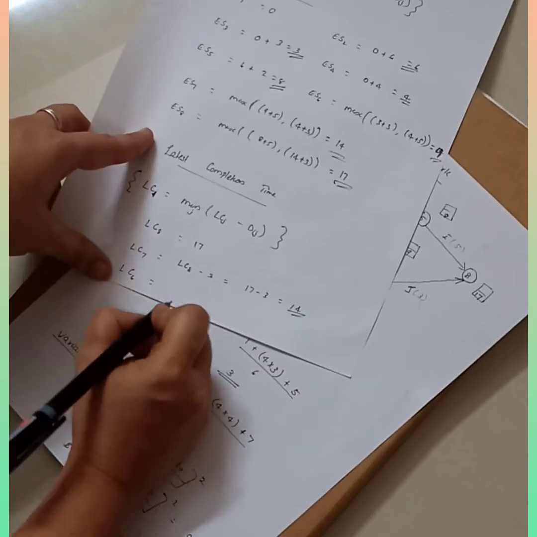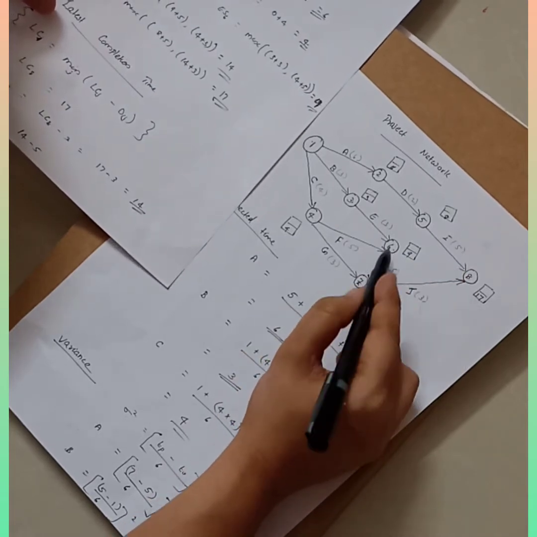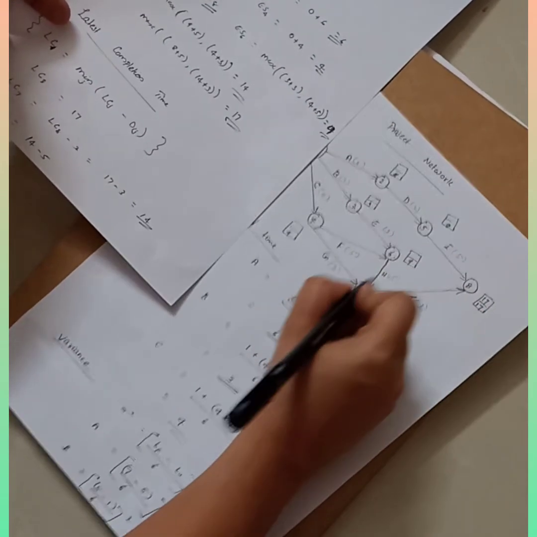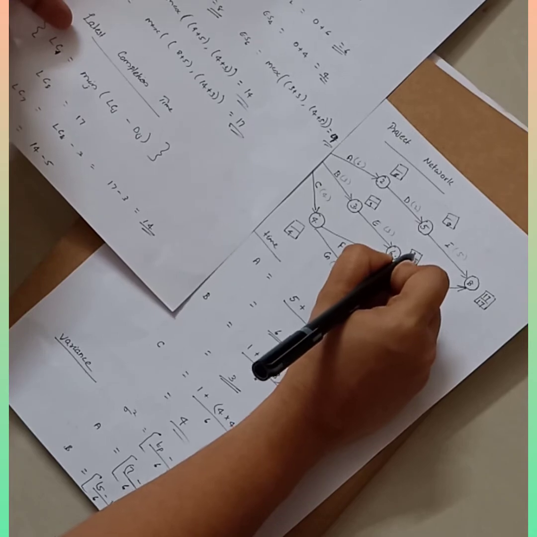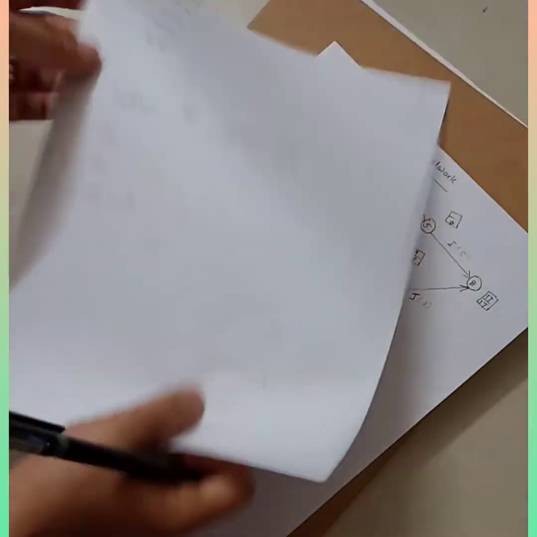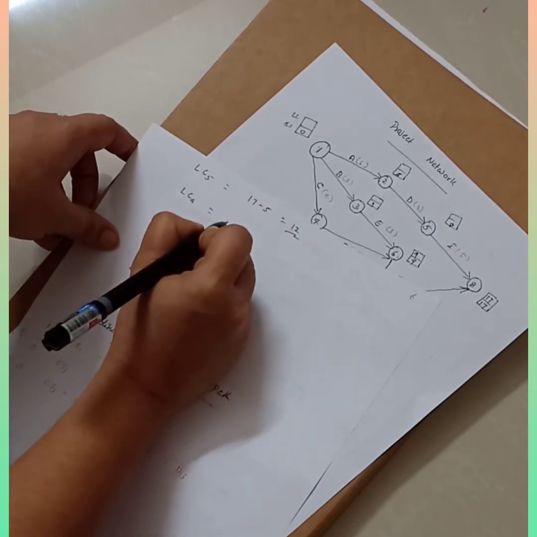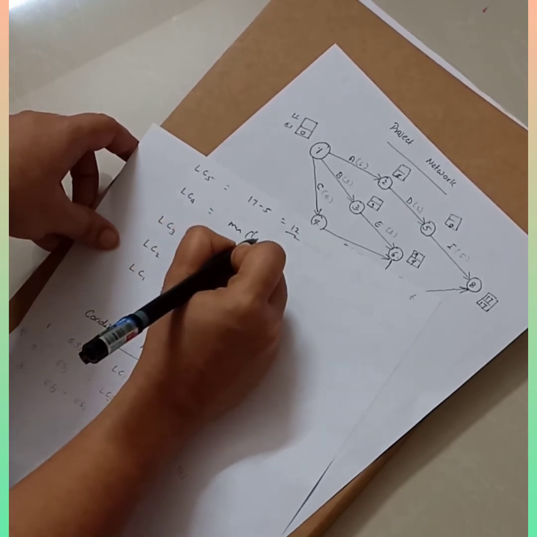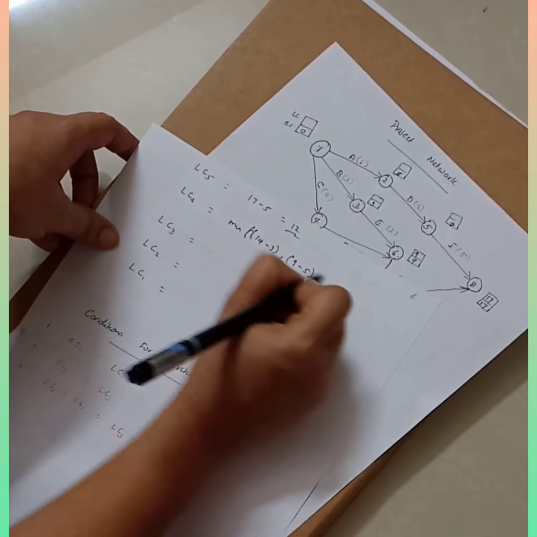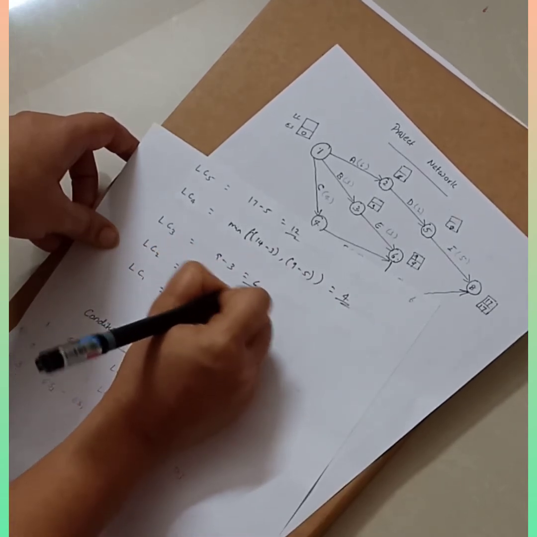Then LC6 is equal to 14 minus 5. From here there is only one, so 14 minus 5. So this is also 14, this is 17. So 14 minus 5, you get 9. Okay, so the answer is 9. Then LC5 is equal to 17 minus 5, which is 12. Then LC4 is the minimum of 14 minus 3, comma, 9 minus 5. So this is 4.